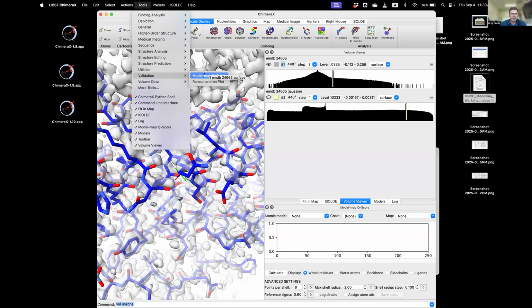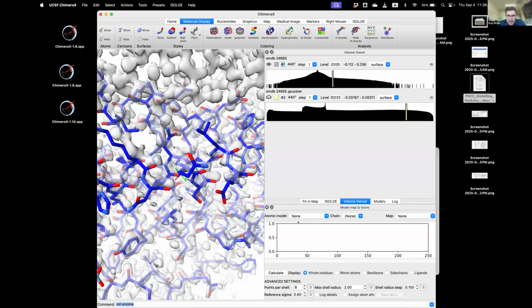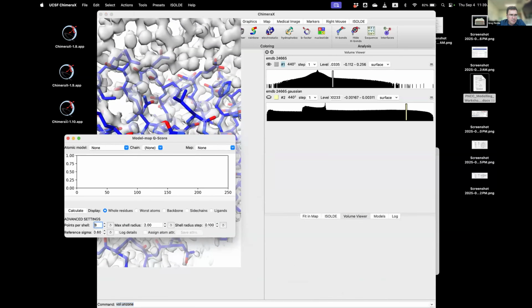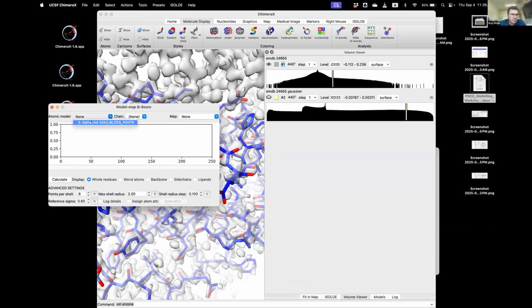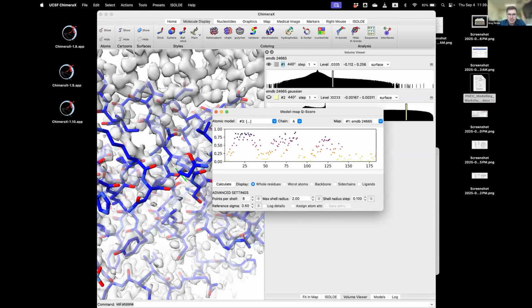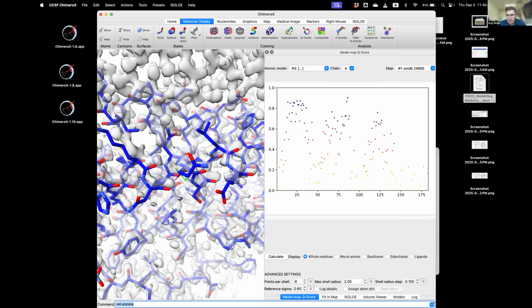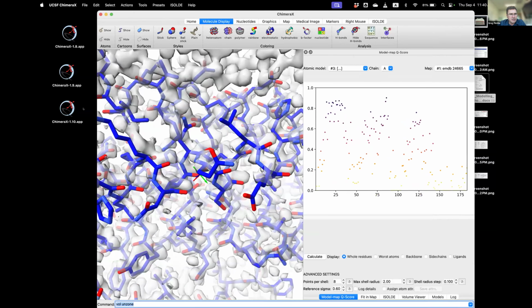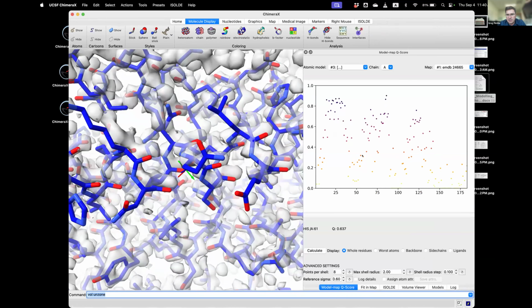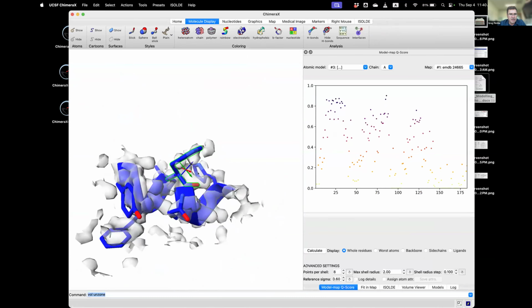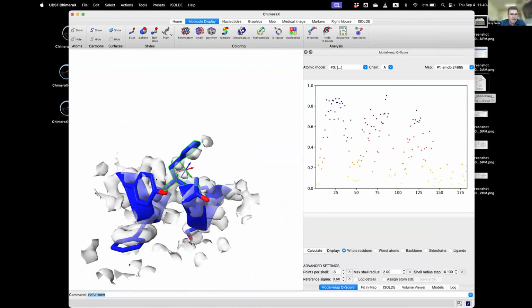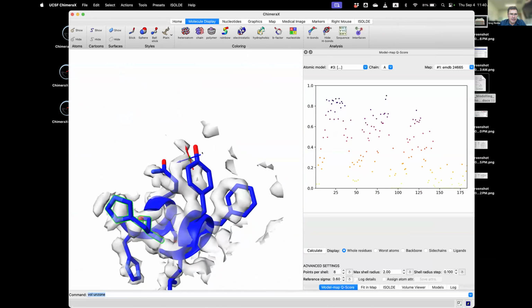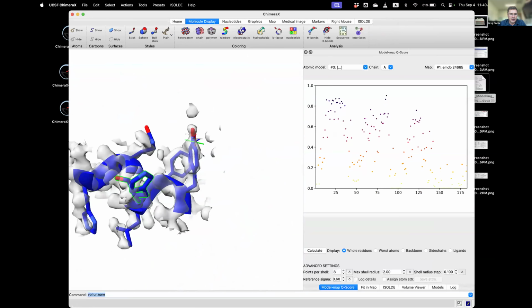Okay, so once it's installed, you go to tools, validation, map model Q-score. And you'll see this dialog pop up. For me, it was docked here, but you pick your model, and then you pick your map, and then you click calculate, and you get this plot. I like to have it docked here. Let me make it a little bigger. Okay, so we see that the points are all over the place. If I click on some of these points, it will take you exactly to that point. And you see that the model is not fitted perfectly well yet.